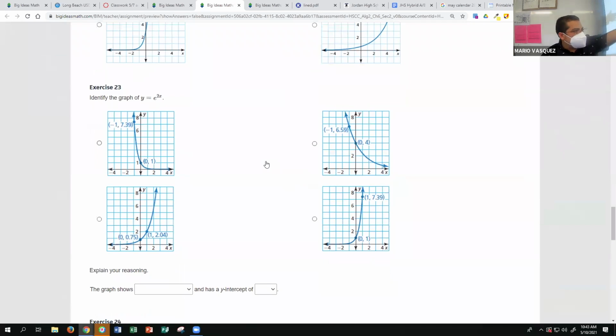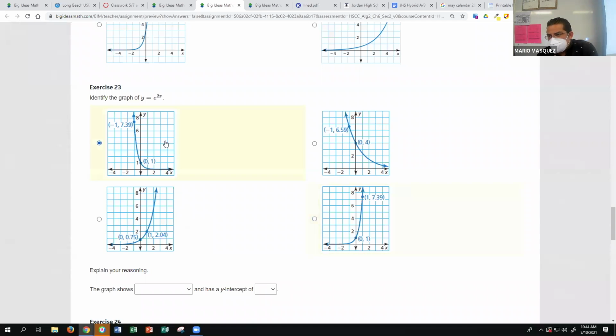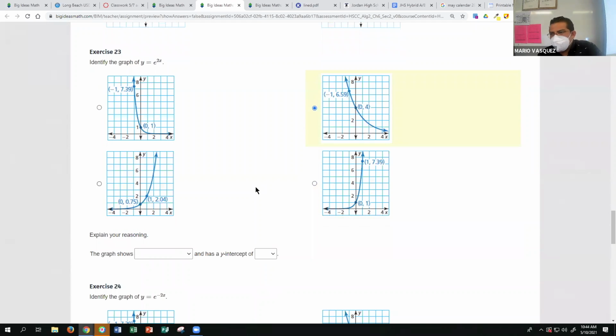But now look at 23, right? 23. Growth or decay? You guys can type it. Growth or decay? Yes. And for this one, it has to be either the bottom two, right? Either bottom left, bottom right. Can't be this one, can't be that one because those are decay. I'm not going to tell you the answer. You guys do it.